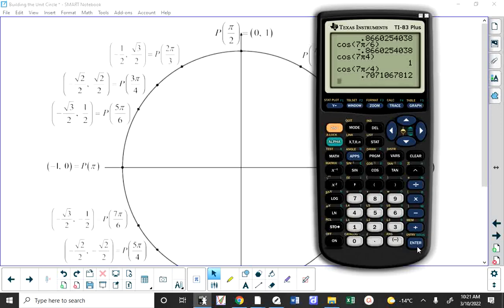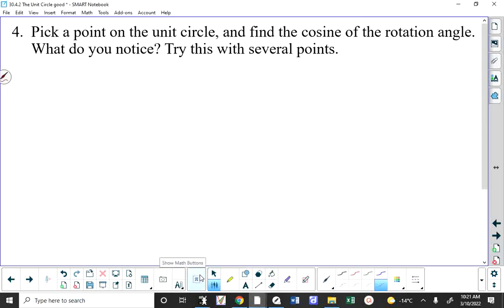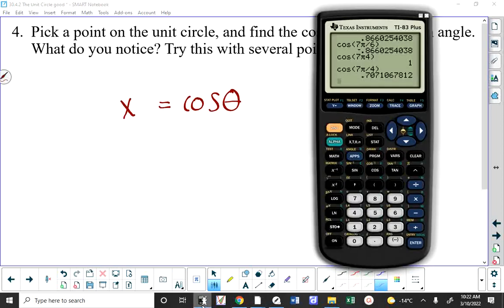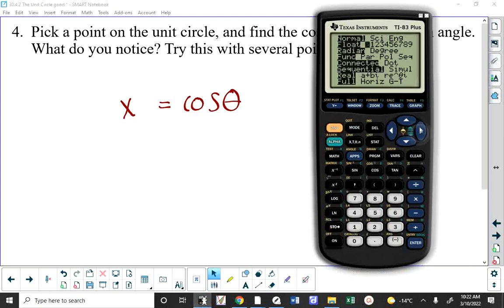So what we discover is that on the unit circle, and this is only on the unit circle, the x-coordinate equals the cosine of the rotation angle. Always. You could try it for some of those other angles, like 0 or pi or 3 pi over 2 or pi over 2. By the way, you don't have to be in radians. You can do this in degrees. Just make sure when you take the cosine, you don't put 7 pi over 4. You put 315 degrees. You just have to enter the angle in degrees. You still get the same cosine.